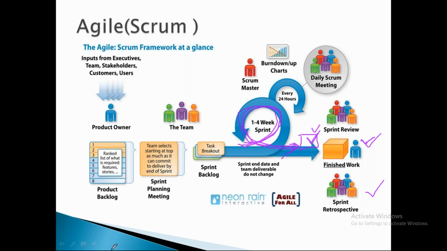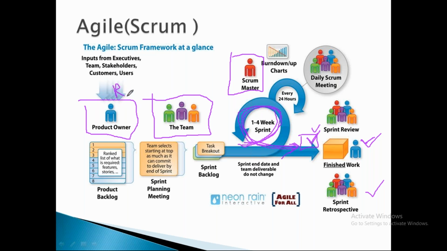So in this, can you identify what the Scrum ceremonies are? I mean, Scrum roles first. Scrum Master is one role. Product Owner is one role. And the team is another role. These are the roles of the Scrum, Scrum roles.